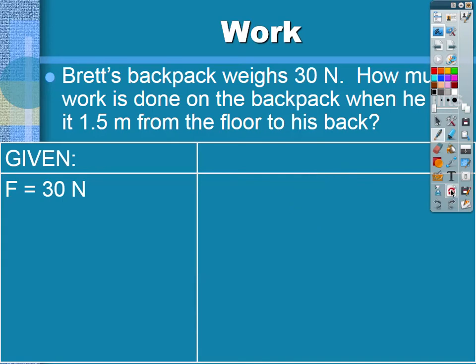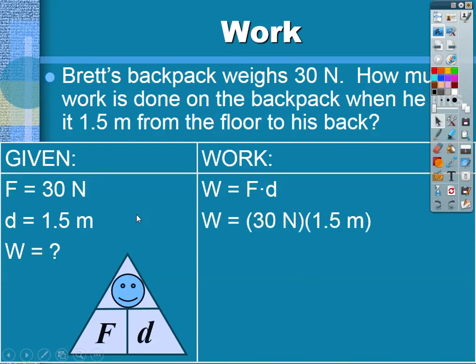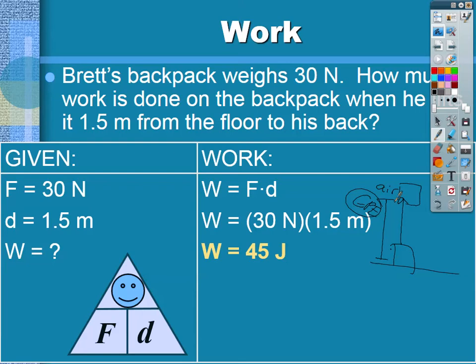How high are you lifting it? 1.5 meters. That's your distance. I'm not even going to talk about the triangle. All we have to do is just plug it in. Force times distance, 30 times 1.5 is 45 joules. When you lift that backpack, what type of energy is this? If the backpack's on the floor and you're lifting it into the air, we are now above the ground. You're giving it gravitational potential energy. The backpack now has gravitational potential energy. Where did it get that from? From the work you did.